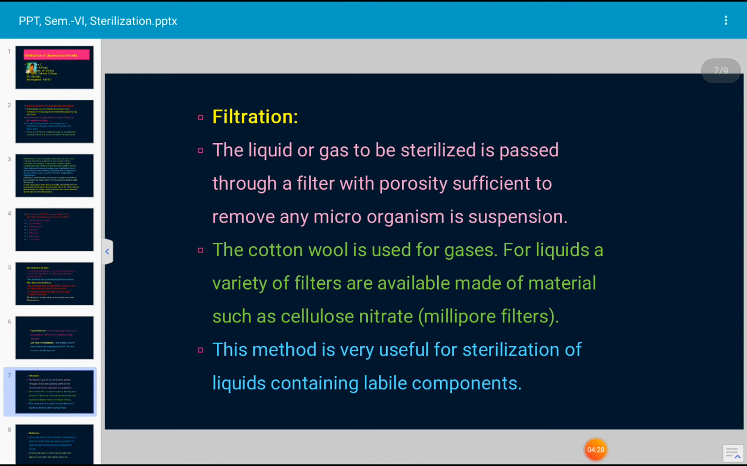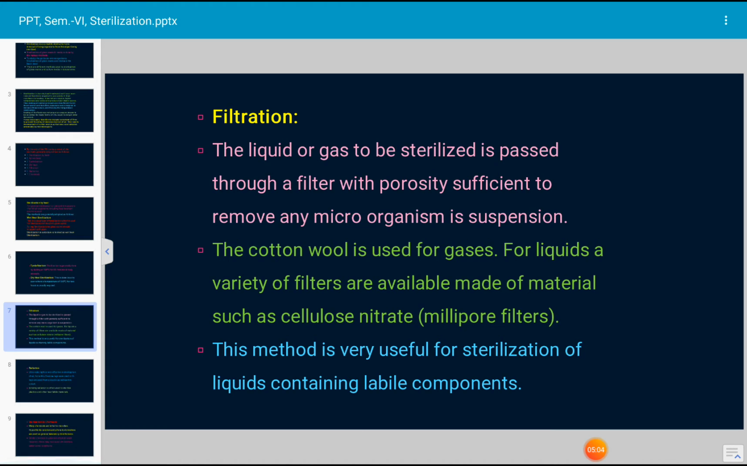Next, sterilization by filtration. The liquid or the gas to be sterilized is passed through a filter with porosity sufficient to remove any microorganism in suspension. Cotton wool is used for gases. For liquids, a variety of filters are available made of materials such as cellulose nitrate. These are also known as millipore filters. This method is very useful for sterilization of liquids containing labile components.